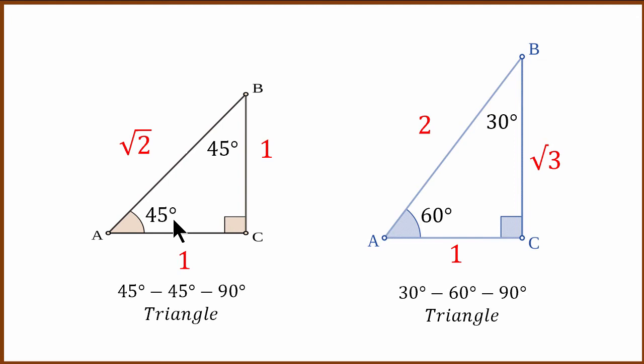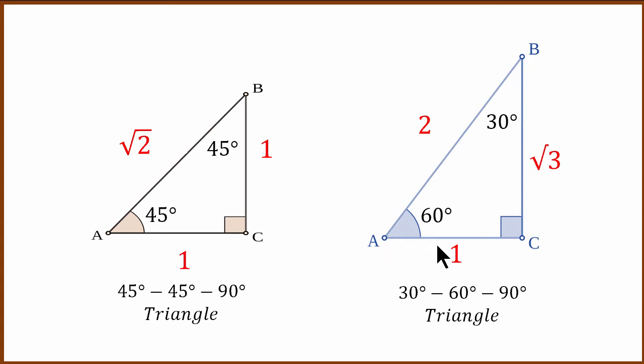For tan, 45 degree will be opposite side by adjacent side. So it will be 1 by 1, hence it is 1. So you can easily find the values for sin 45, cos 45 and tan 45 if you remember this triangle, the 1, 1, root 2 triangle.